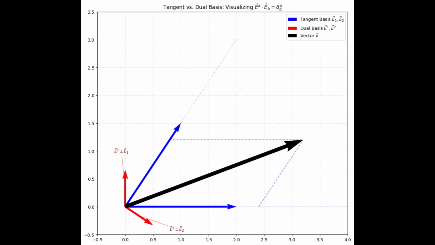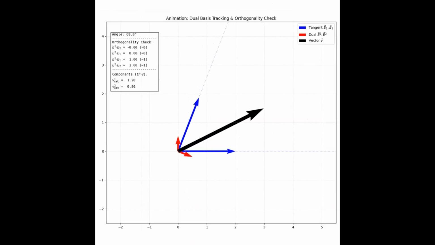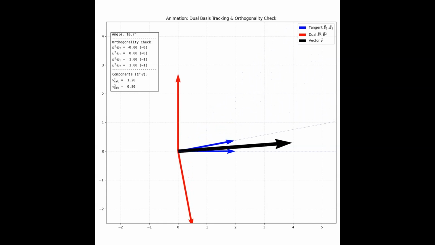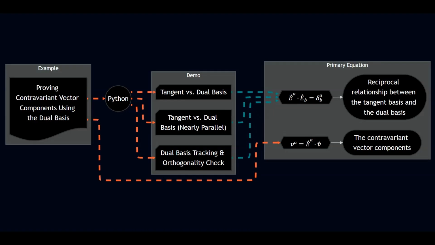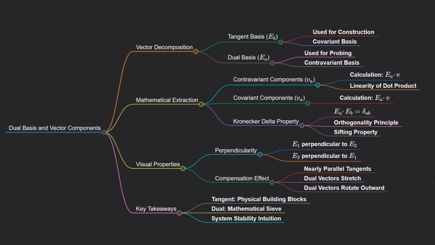The measuring sticks, the dual basis. To solve this, we introduce a second set of red arrows called the dual basis. These aren't used to build the vector, but rather to probe or measure it. The secret to their success is a property of blindness or orthogonality. Each red measuring stick is designed to be perfectly perpendicular to every blue building block except for its own partner.